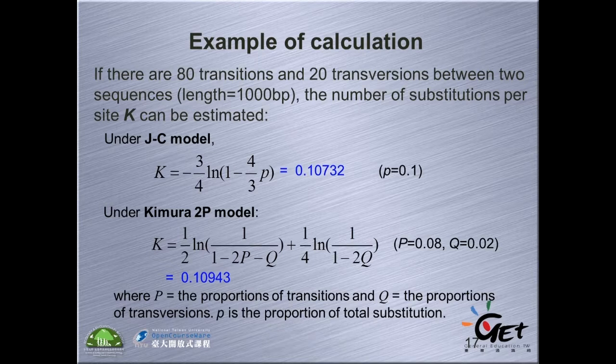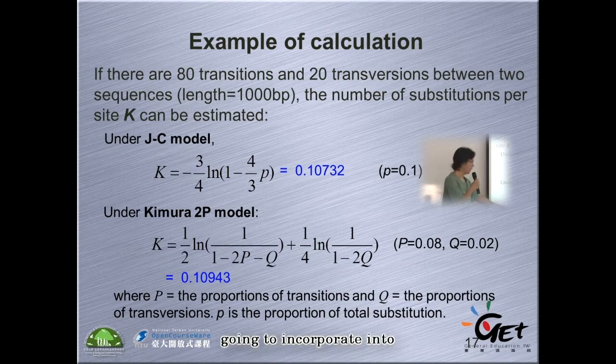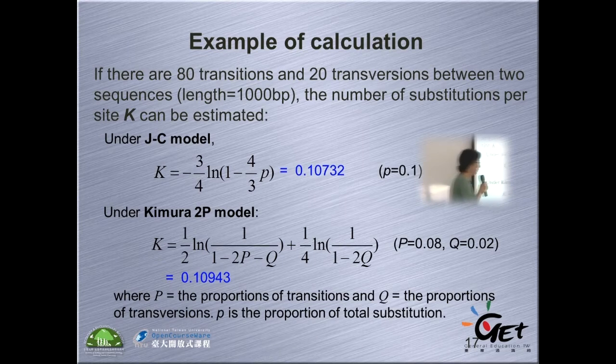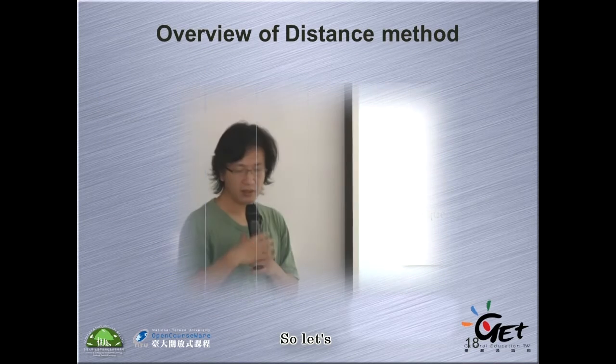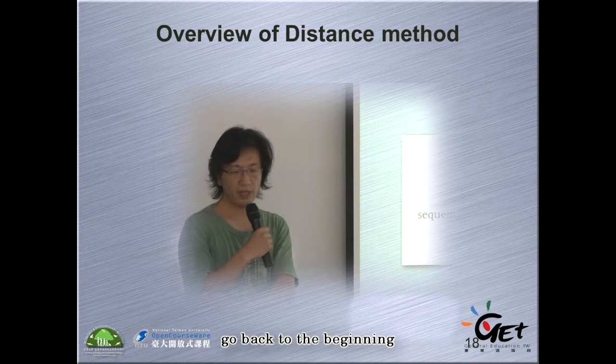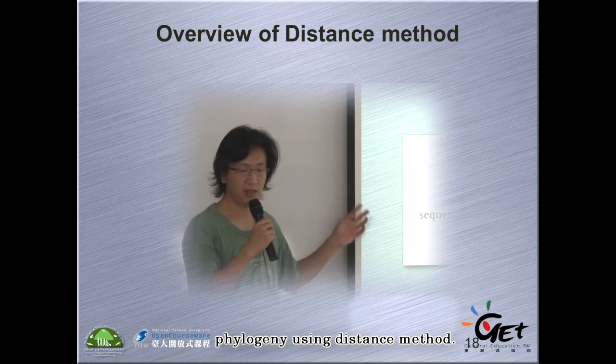There are only some minor differences in the third digit. So basically, the more complex model will give you a better estimate in theory, but it's not always the case. But this is what is going to be incorporated into the phylogenetic analysis, like the neighbor joining methods. So let's go back to the beginning of how we construct the phylogeny using the distance method.